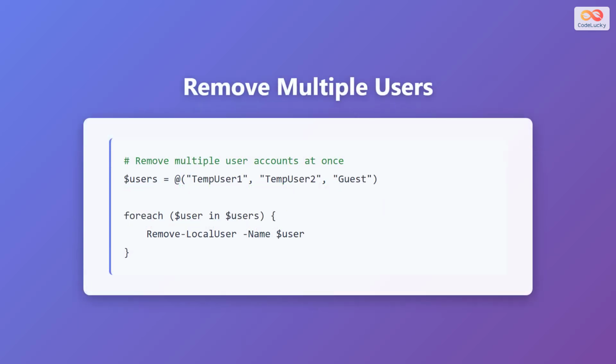You can remove multiple user accounts at once using a loop. First, create an array of usernames using the @ symbol, like $users equals @ with parentheses containing the usernames in quotes. Then use a foreach loop to iterate through the array. For each user in $users, execute Remove-LocalUser -Name $user. This approach is efficient when you need to delete several accounts simultaneously.